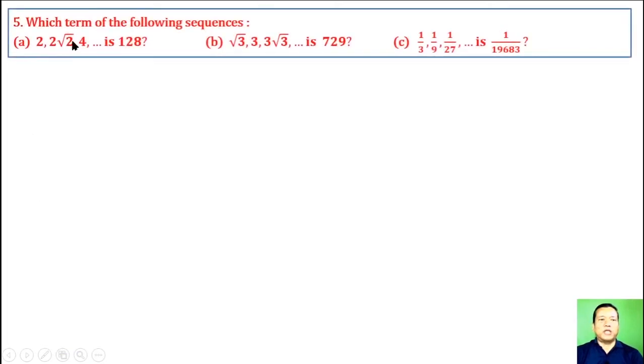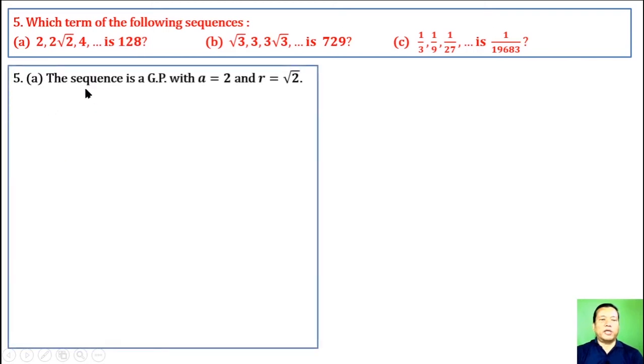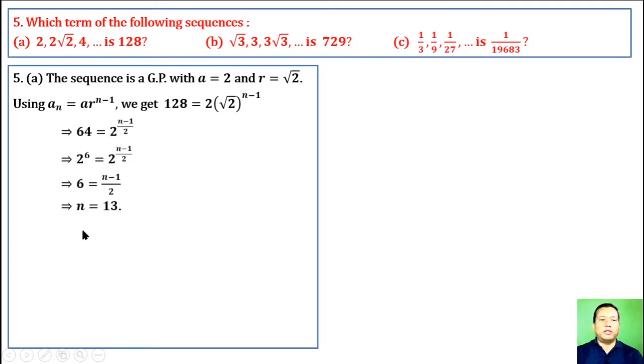Question number 5. Which term of the following sequences 2, 2 root 2, 4, and so on is 128? Find the number of terms that is 128. The sequence is a GP with first term 2 and common ratio is second term divided by first term, that is root 2. Using a n equal to a times r to the power n minus 1, that is using its general term, we get a n is replaced by 128 and a is replaced by 2, r is also replaced by root 2, whose power is n minus 1. Solving for n, we get n is 13. Therefore 128 is the 13th term.